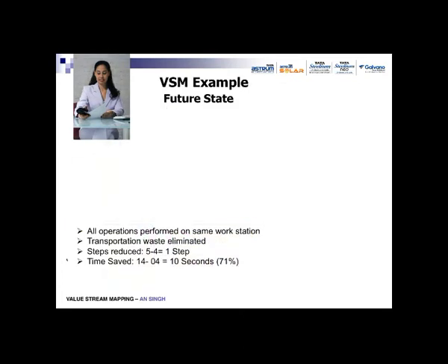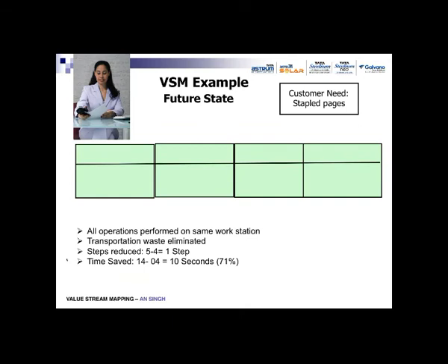Now the same process, let's see how, by applying the lean approach, we can improve upon it. Now we have to improve the process. All the 4 operations can be clubbed together on a single workdesk: pick up paper, pick up a stapler, staple the paper, and put down the stapled papers. Means all 4 operations can be organized at the same place. And let's see how much time it takes.